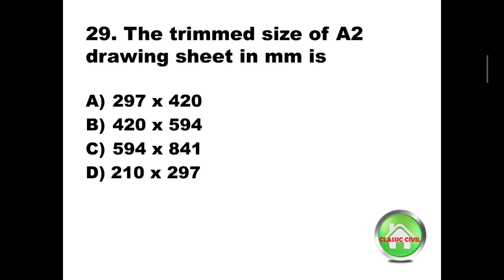Question number 29. The trimmed size of A2 drawing sheet in mm is? Option A, 297 by 420 mm. Option B, 420 by 594 mm. Option C, 594 by 841 mm. Option D, 210 by 297 mm. Answer, option B, 420 by 594 mm.